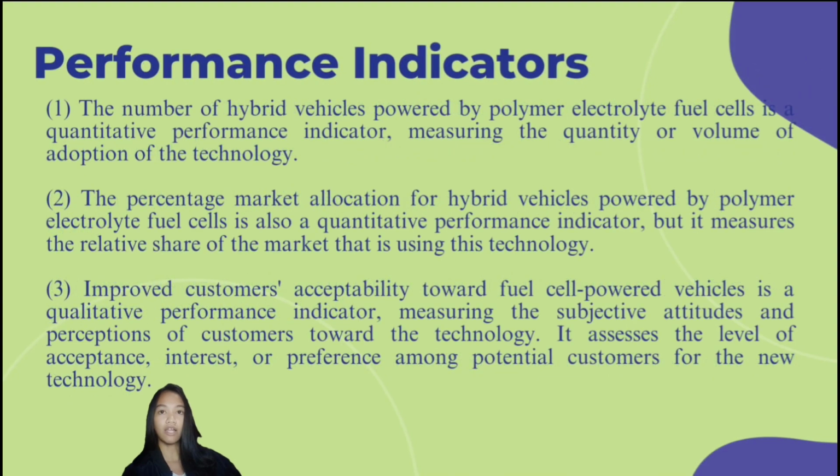On number 1, the number of hybrid vehicles powered by polymer electrolyte fuel cells is a quantitative performance indicator measuring the quantity or volume of adoption of the technology. 2. The percentage market allocation for hybrid vehicles powered by polymer electrolyte fuel cells is also a quantitative performance indicator, but it measures the relative share of the market that is using this technology.